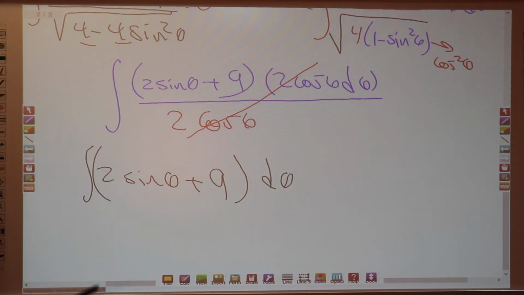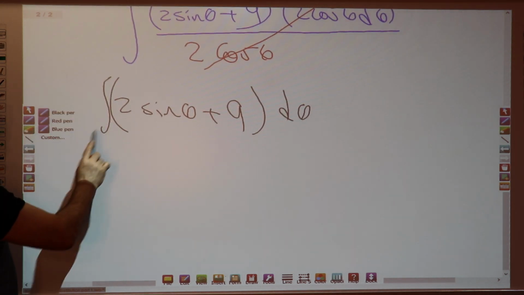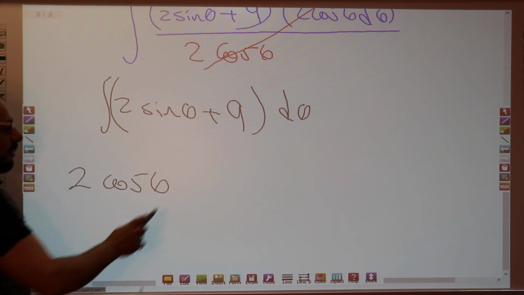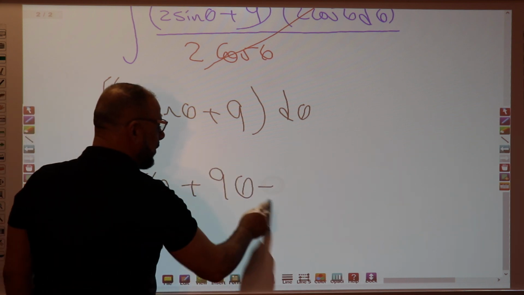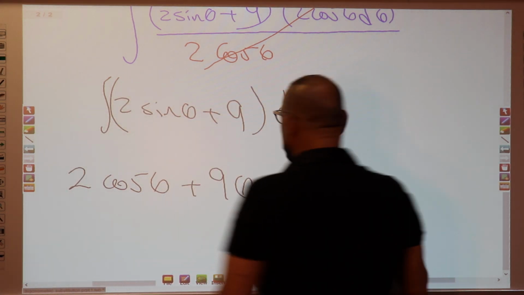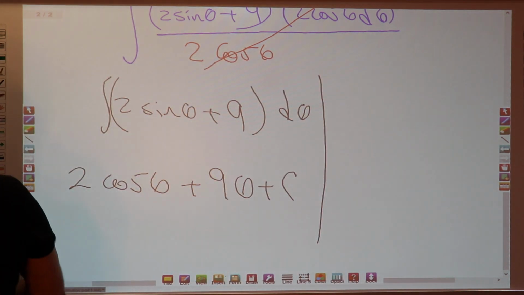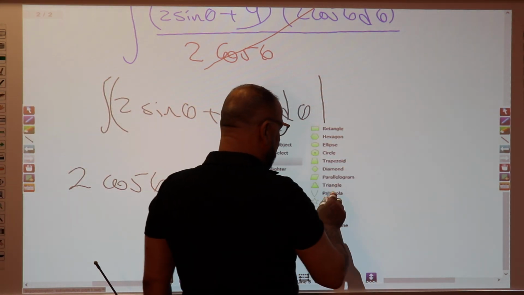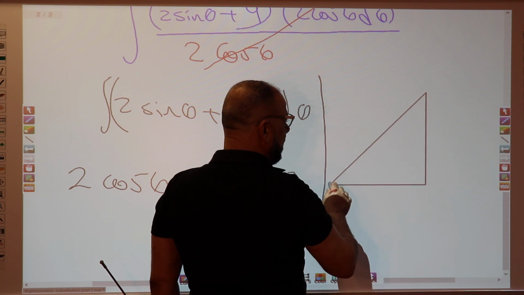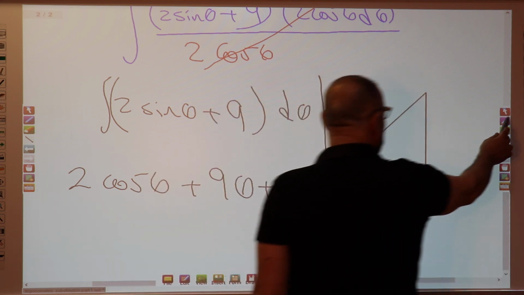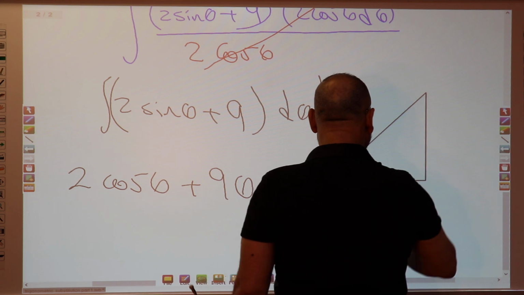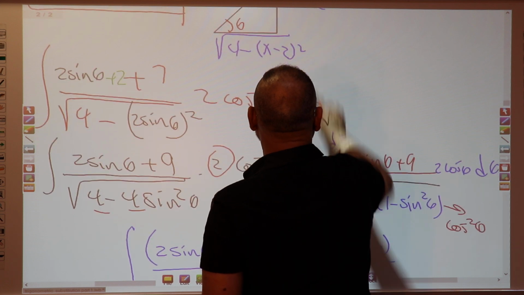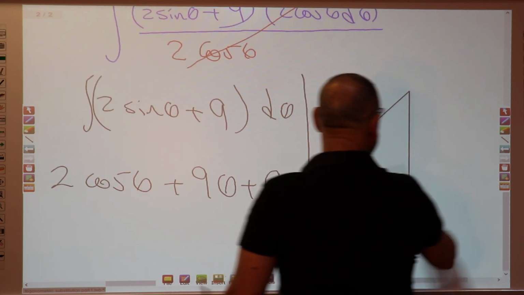Now, okay, follow me guys. Integration of 2 sine theta is what? 2 cosine theta plus 9 theta, plus C. Let me go back to my triangle. Let me bring my triangle back, the one I drew. I can draw it one more time here and make it big. And this is my theta. I can go back and see what I have in the triangle: x minus 2 and 2, right? x minus 2 and 2.